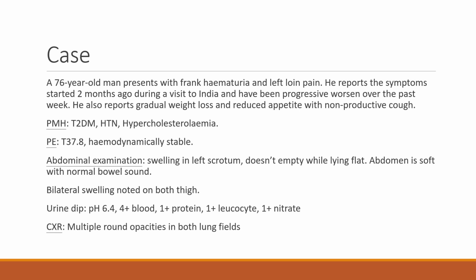For the abdominal examination, we find there's a swelling in the left scrotum and it doesn't empty while lying flat. The abdomen is soft with normal bowel sounds. We also find there's bilateral swelling on both sides. The urine dipstick showed a pH of 6.5, positive blood trace with plus, and positive traces for protein, leukocytes, and nitrite. We also ordered a chest X-ray for the patient and found multiple opacities in both lung fields.